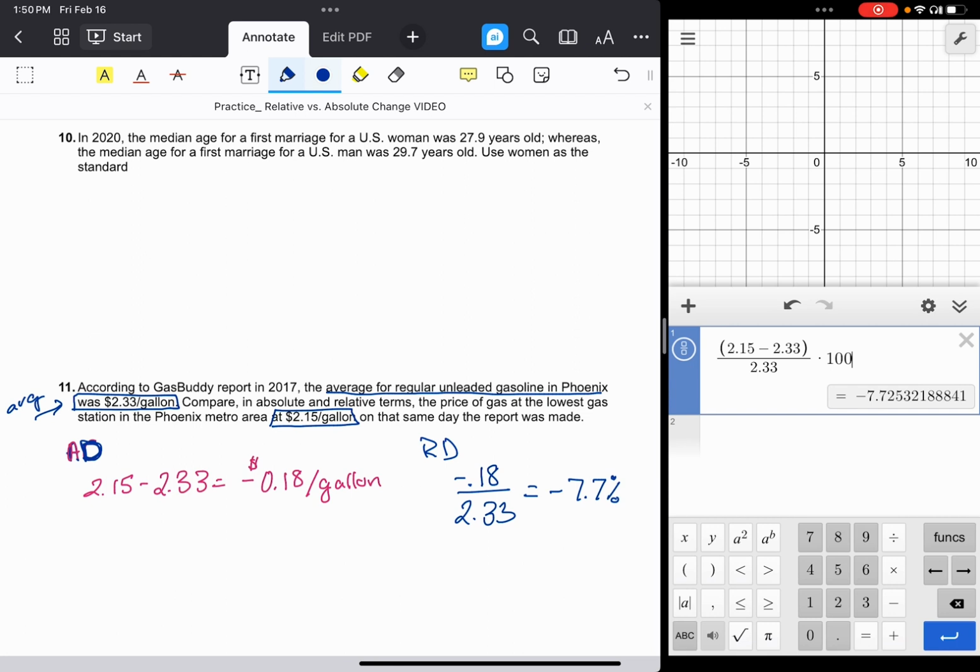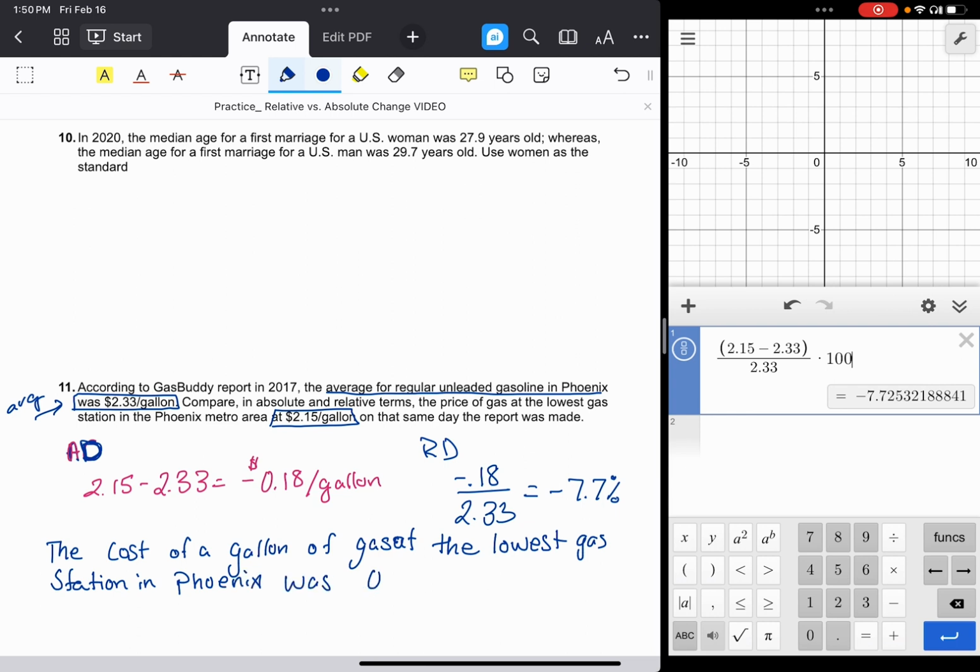So when I'm writing this one up in a sentence, and I just want you to see it with some negative values here, I would have: the cost of a gallon of gas at the lowest gas station in Phoenix was 18 cents per gallon or 7.7% less than the average price of gas in Phoenix.